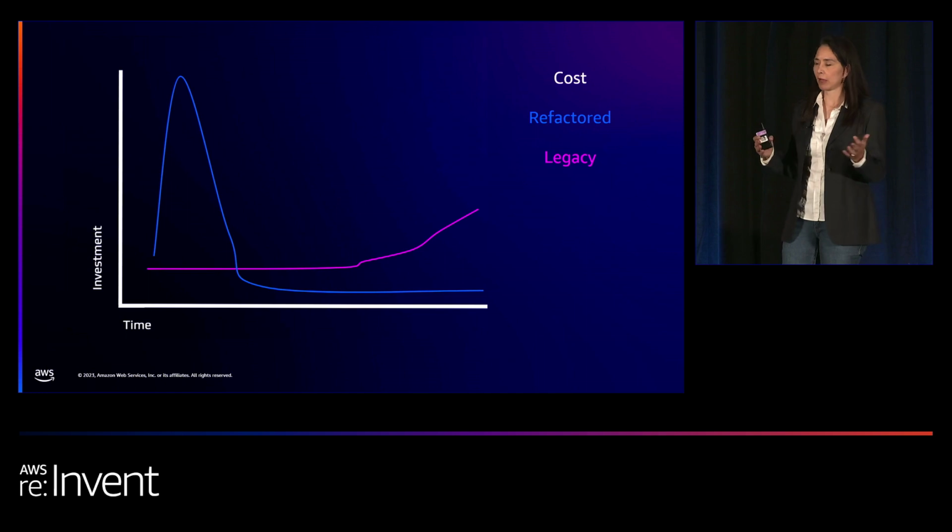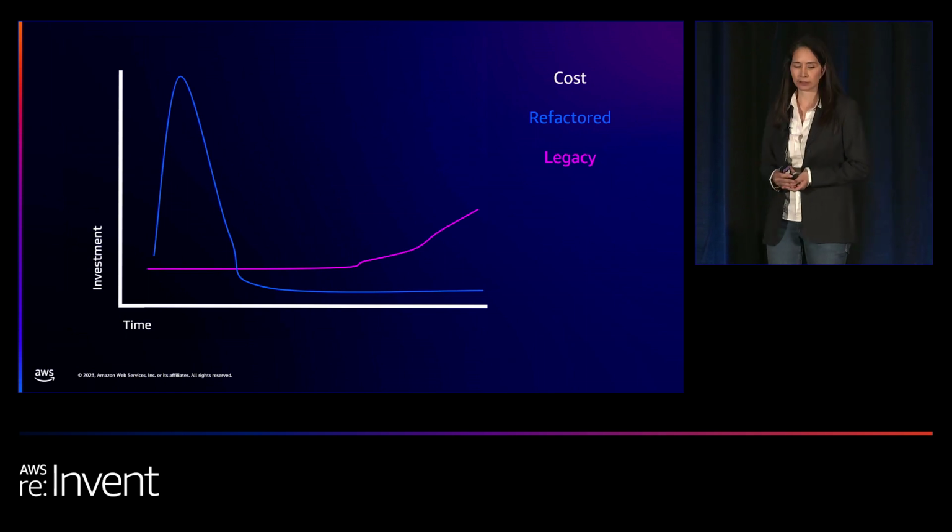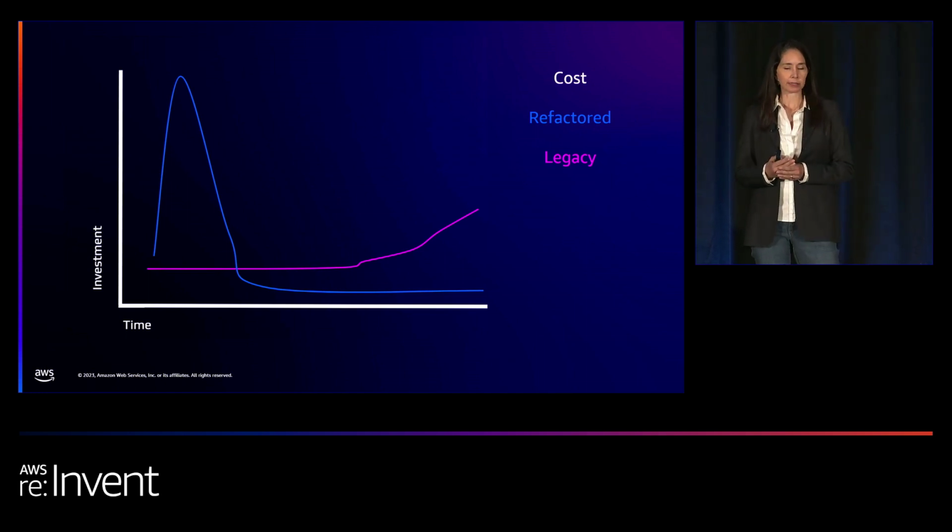Let's look at a graph here with cost. People talk about this a lot. We have investment on the y-axis and time on the x-axis. The blue line represents the cost of a refactored system, and the pink line the cost of a legacy system.